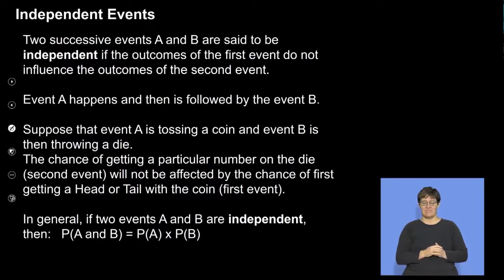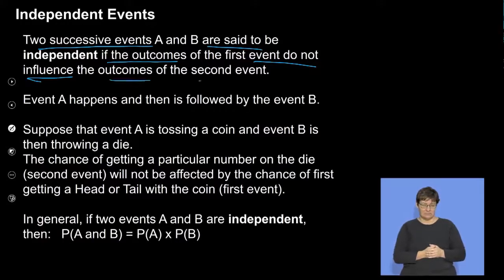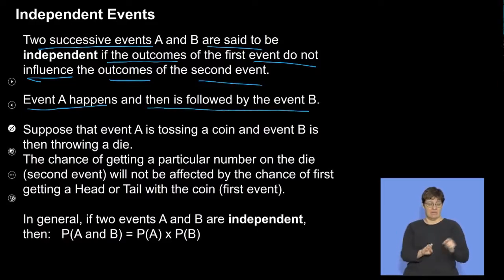So, independent events. Let's talk about independent events. 2 successive events, A and B, are said to be independent if the outcome of the first does not influence the outcome of the second event. Are we together? Event A happens, then is followed by event B.